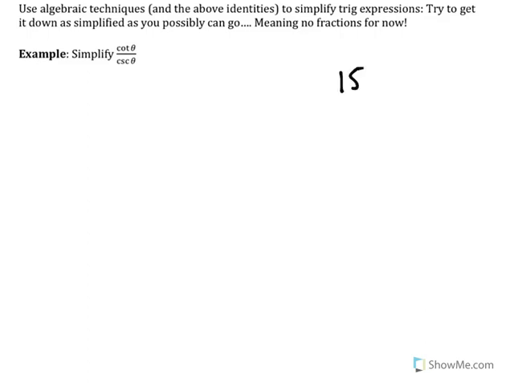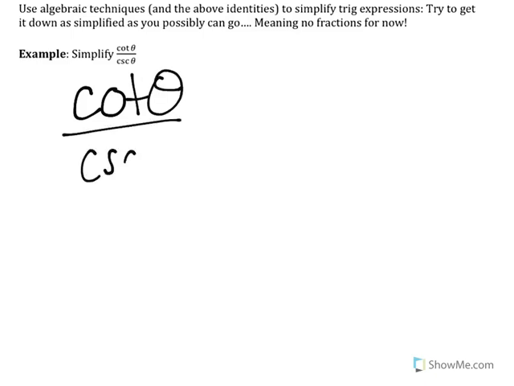So if we were to simplify 15 over 5, we wouldn't leave it as 15 over 5, we would make it 3. The same is true with these trig expressions. We don't want to leave them in their unsimplified form, like 15 over 5. We want to simplify them. So how are we going to do it? Well, let me start out by actually writing out what we are simplifying. So we are simplifying cotangent over cosecant of theta.